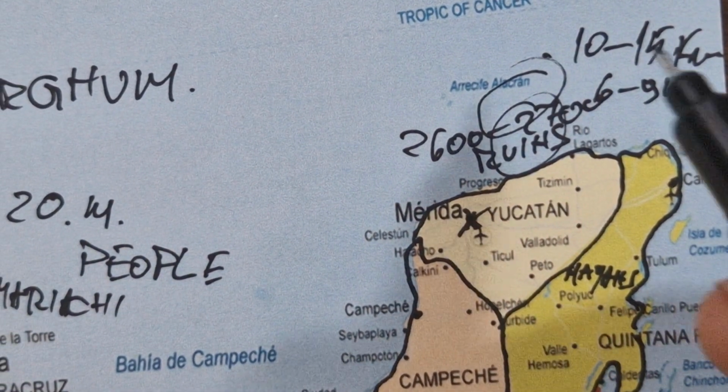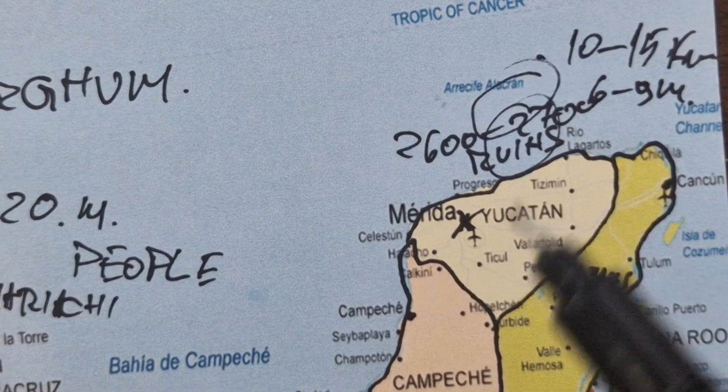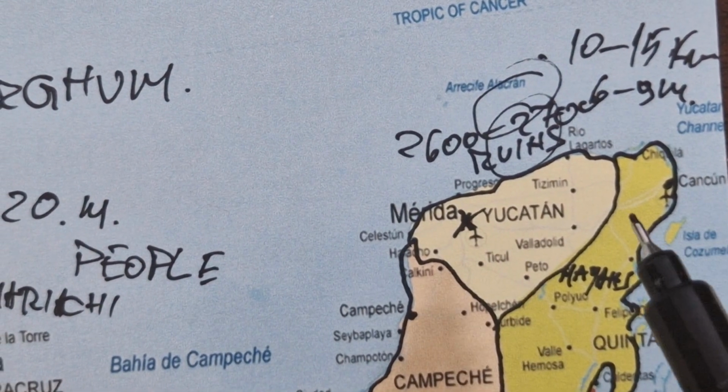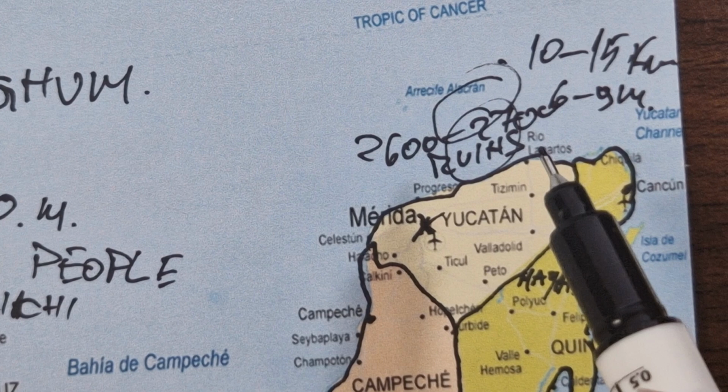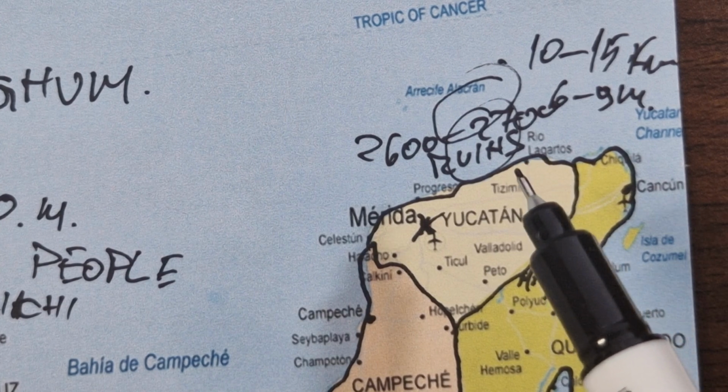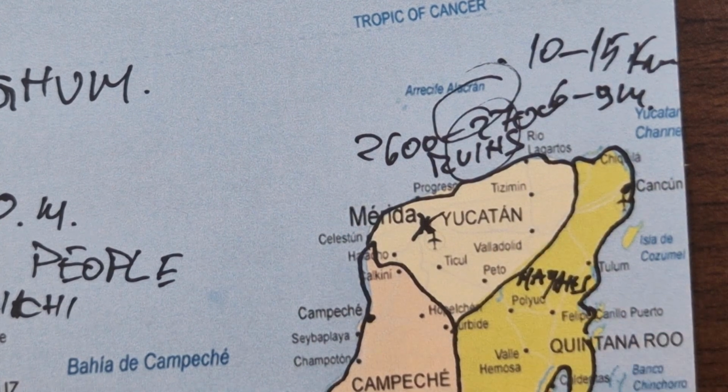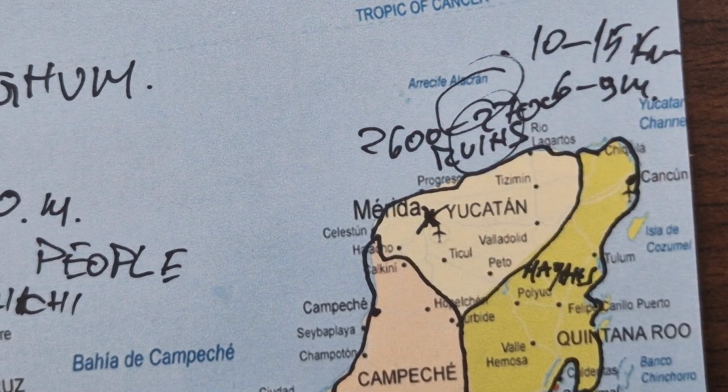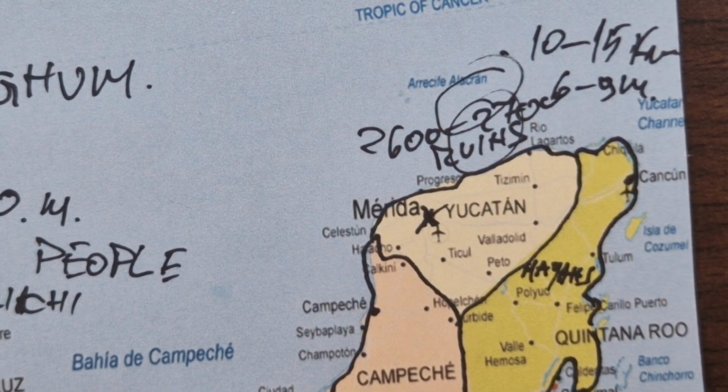It's believed that a very big asteroid hit this area and led to the extinction of the dinosaurs. And these are the facts about Yucatan state.